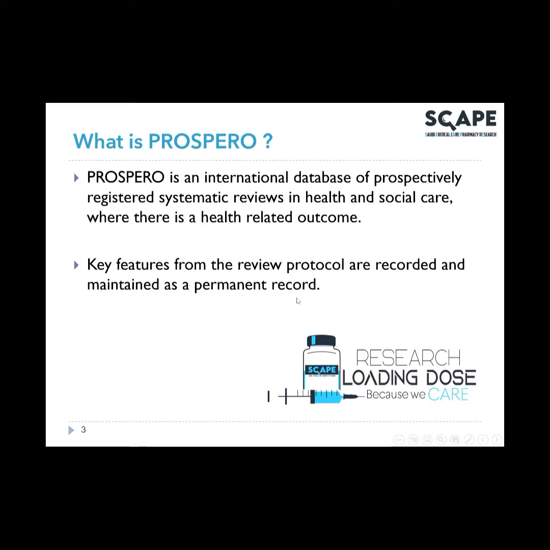PROSPERO is an international database of prospectively registered systematic reviews in health and social care where there is a health-related outcome. Key features from the review protocol are recorded and maintained as a permanent record.